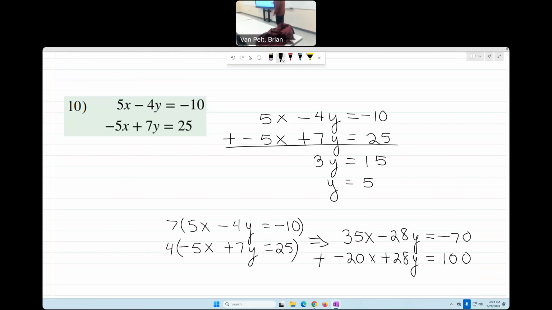So I add those, obviously the y's are going. It looks like I get 15x equals 30. So what's x equal then? 2. It's 2.